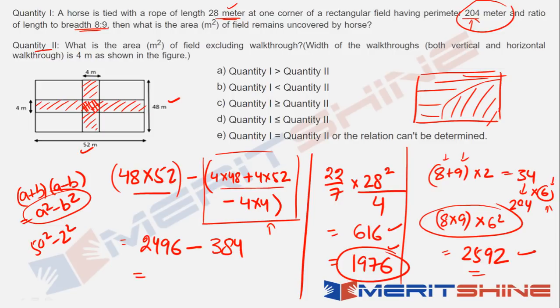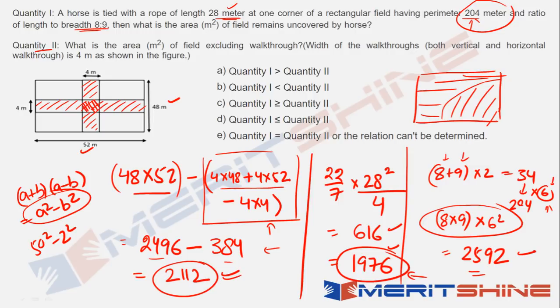This gives you this value as 2112. Yeah, so this becomes your quantity 2. In fact, I showed that to you complete. You could have left it here. The moment you realize this is 2496, this is close to 2500 and this is close to 400, you know that this value would be 2100. You've got this exact value.